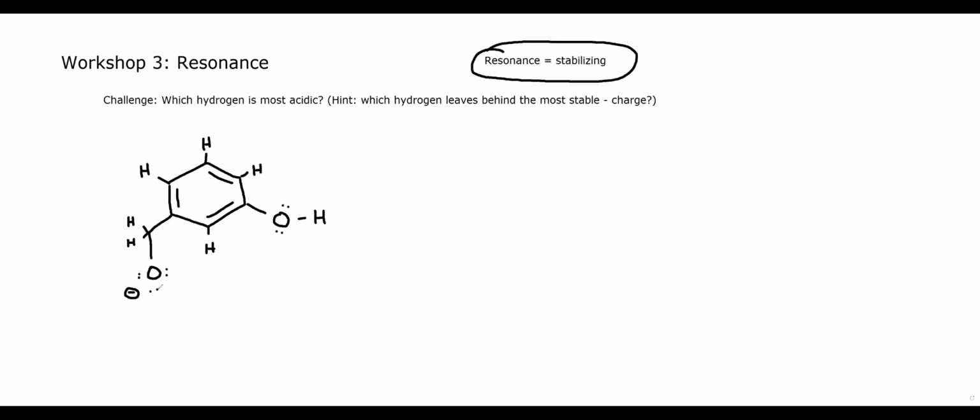If we put a negative charge at this position by deprotonating or removing that hydrogen, is this a stable negative charge? In other words, does it participate in resonance? No, it does not, because there's an sp3 hybridized carbon here, and we can't draw any arrows towards that sp3 carbon. We can't break any of the single bonds on that sp3 carbon, so there's nothing we can do with it in terms of resonance. Therefore, that is not a very acidic hydrogen. That's not our best hydrogen.